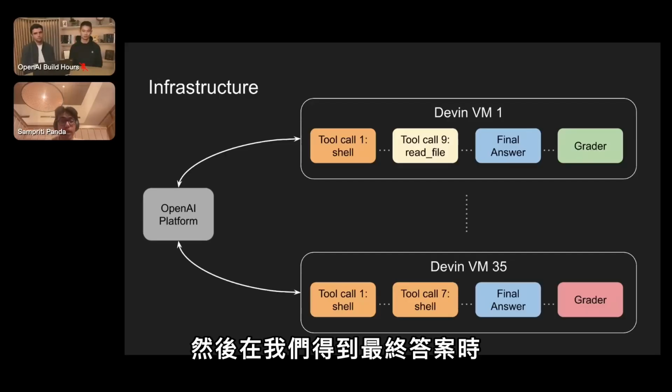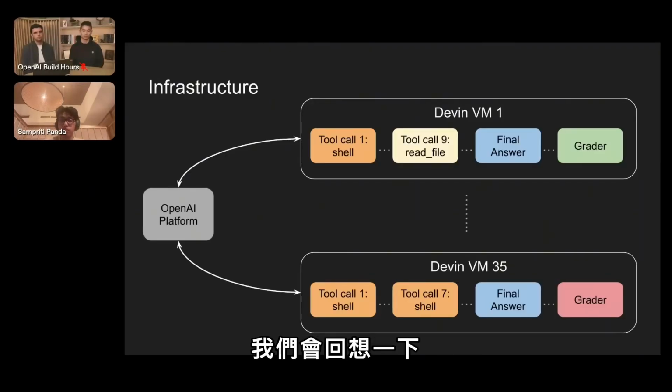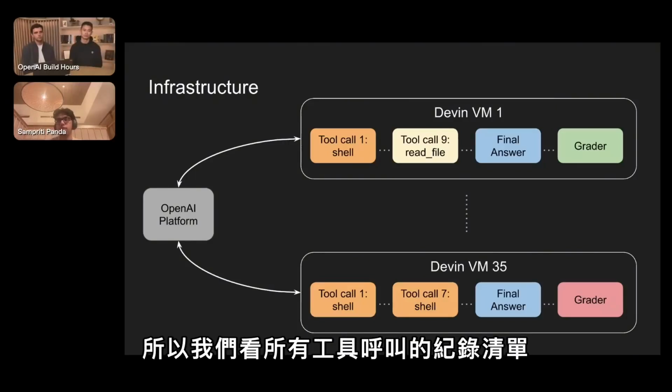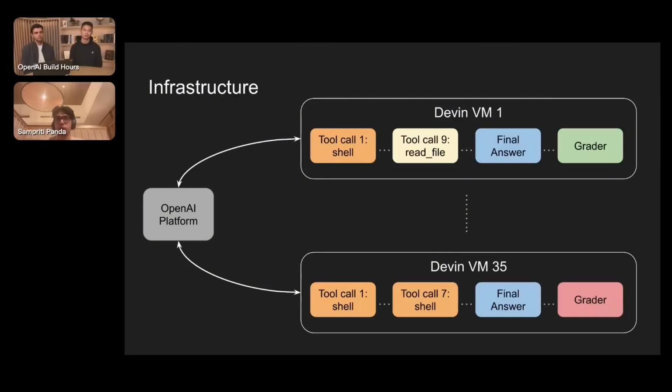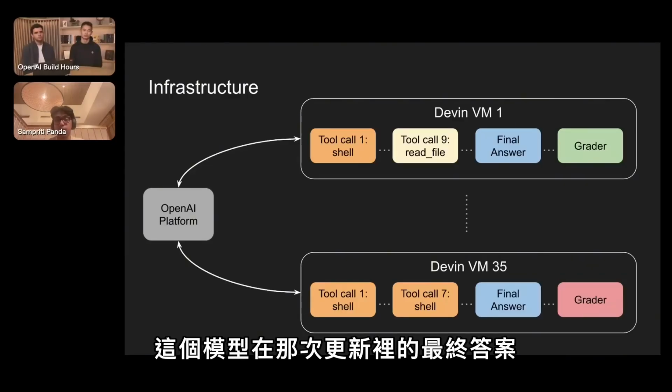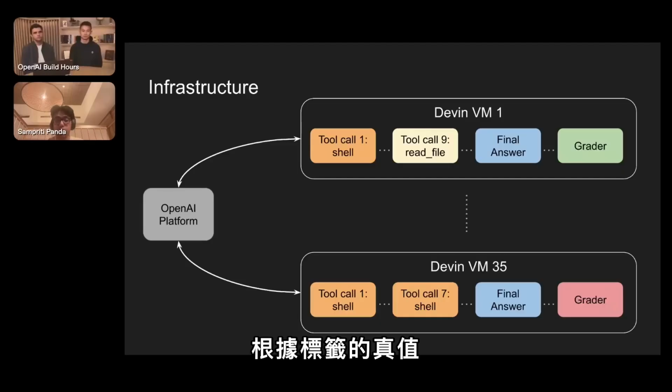And then at the end, when we get the final answer, we call a grader endpoint where we compare the trajectory. So we look at the list of all the tool calls that the model made in that particular rollout, as well as the final answer, and we give it a score based on the labeled ground truth.